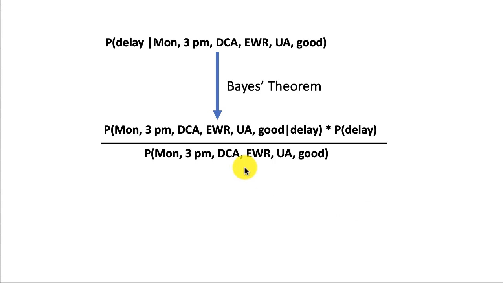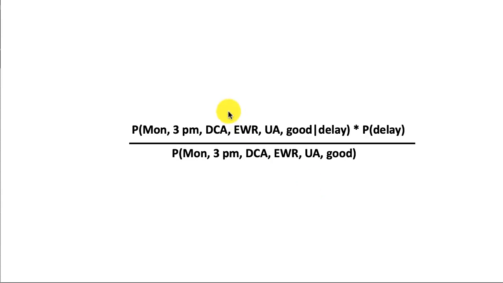Of course, we can do this only if we are able to calculate this conditional probability and we are able to calculate this probability. Okay, unfortunately, the whole premise of naive Bayes is we may not have enough rows in our data set that match this condition, right? So how are we going to calculate these two probabilities, given that that combination may have very few rows in the data set or may not even occur in the data set? How are you going to do this? That is where the approximation comes into play, right? So what we are going to do is to calculate this probability of Monday 3 p.m. DCA EWR UA good given delay. We're going to approximate this.